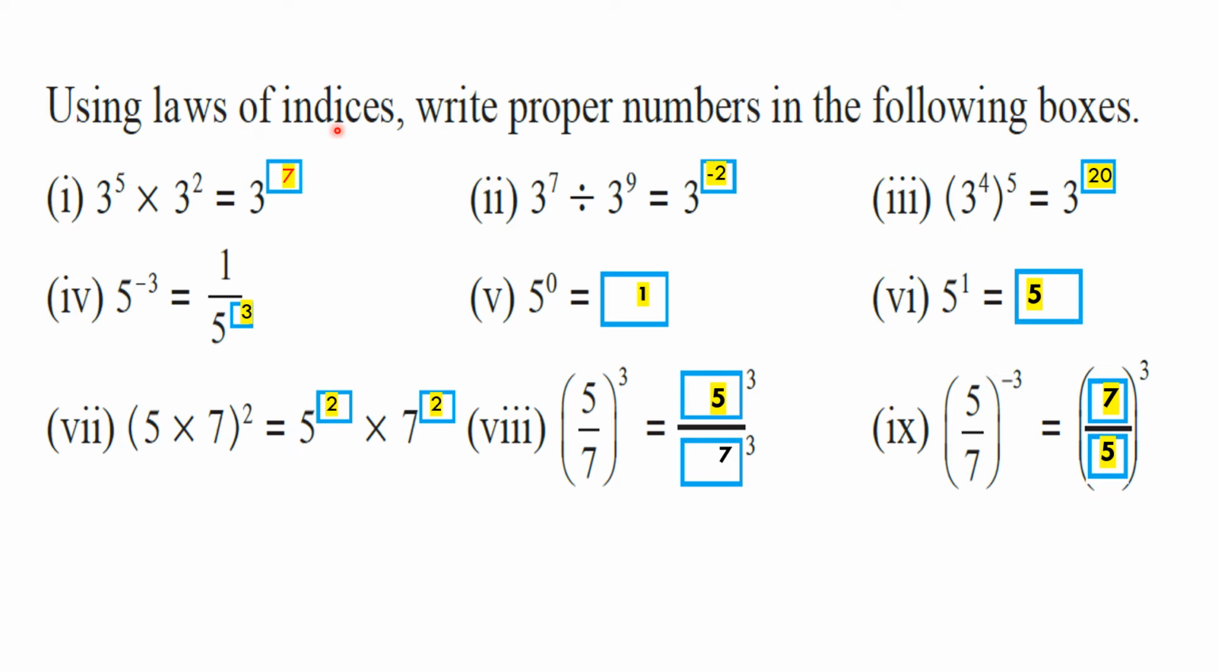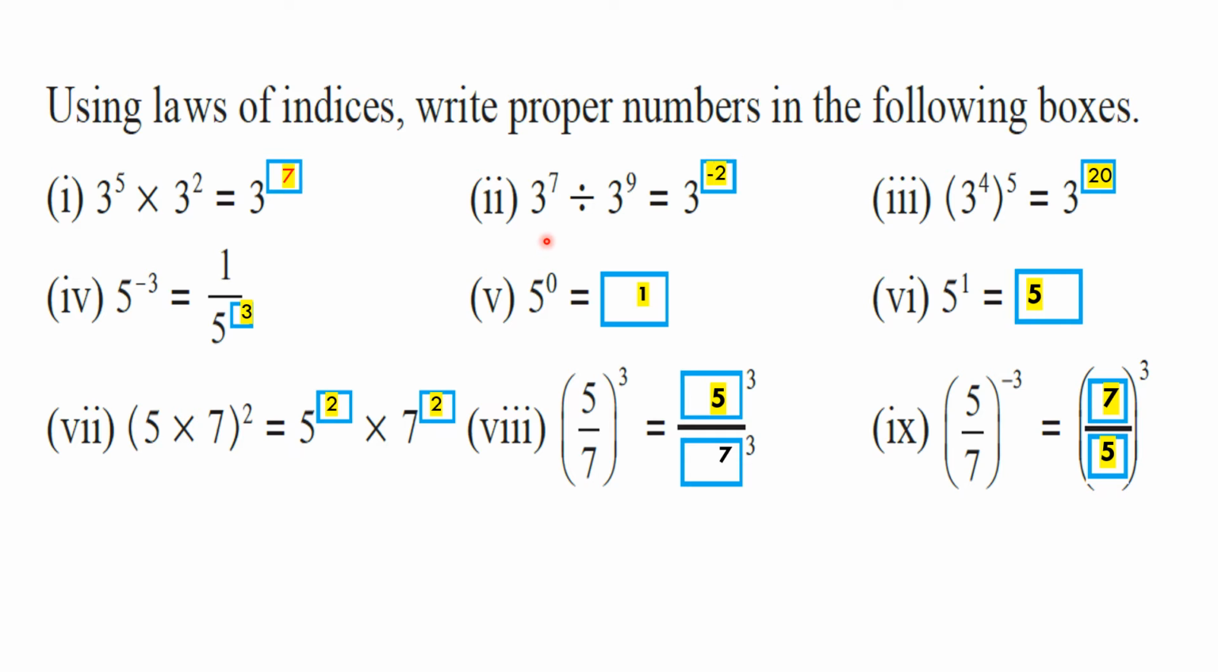Using laws of indices, write proper numbers in the following boxes. From the rules we have just learned, let us fill in these blanks. Number 1, 3 raised to power 5 into 3 raised to power 2. Just now we have seen the rule, 5 plus 2, that means 7. So 3 raised to power 7.